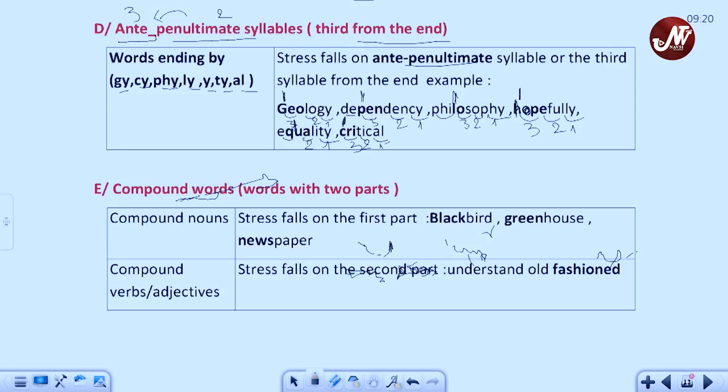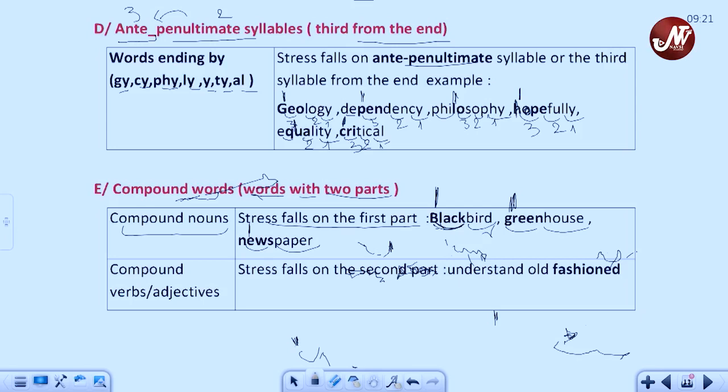Okay, let's move now to compound words, nouns, or verbs or adjectives. Words with 2 parts, it means we have 2 verbs, or 1 verb and 1 noun, or whatever. So compound nouns, stress falls on the first part. So if we have blackbird, we stress on the first noun, blackbird, blackberry. Greenhouse. We stress on the first one. Newspaper. Always when we have a compound noun, we stress on the first part of the word.